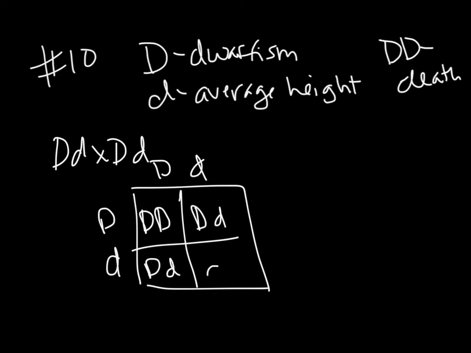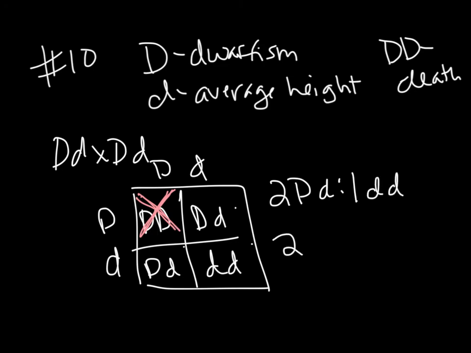But you have to pay attention to what's possible live offspring. So the fact that this big D causes death means that you will never get any of this box as live offspring. You won't ever see them. So that changes our proportions here. So we only have 3 boxes left. 2 out of those are big D, and 1 is little d, little d.